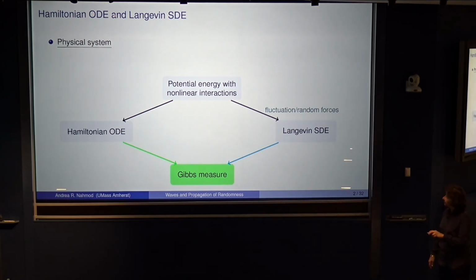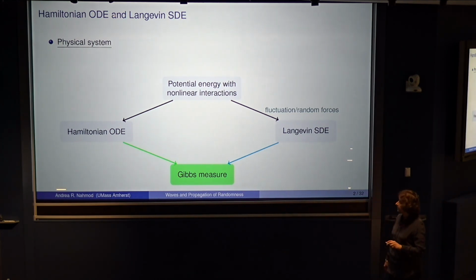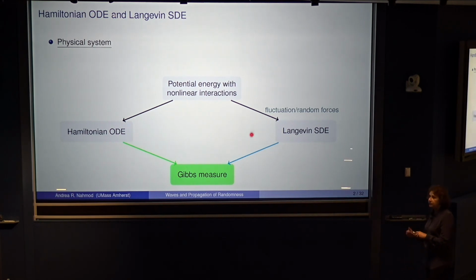So suppose you have a physical system, and here what I want you to think of is something like a spring mass system with a nonlinear forcing acting on it. And so you're given a potential energy with nonlinear interactions, and there are two ways you can go. From there, once you have that, you can write a Hamiltonian ODE. Or if you have random forces or fluctuations, you can write some type of Langevin stochastic differential equation. And it doesn't matter which way you go, both of them give rise to essentially the same Gibbs measure.